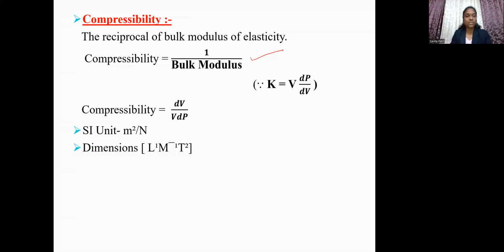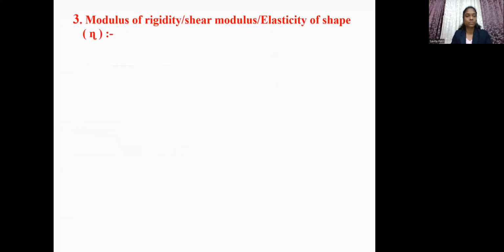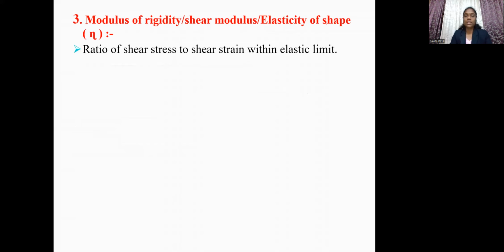Now, let us see the third modulus of elasticity, which is modulus of rigidity or shear modulus or elasticity of shape. This modulus of elasticity is related to change in shape of the body due to applied deforming force, and it is defined as ratio of shear stress to shear strain within elastic limit.